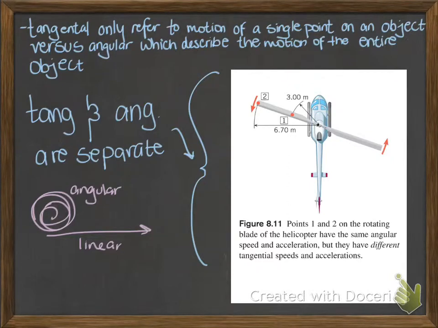So here I drew below. The circle is moving forward, so it's linear, it's tangential, but you also have to consider the fact that it's rotating itself as well, so that's the angular side of it, but they're separate. In 8.11, it shows you that points 1 and 2 are rotating at the same angular speed and acceleration, but they have different tangential speeds and accelerations.